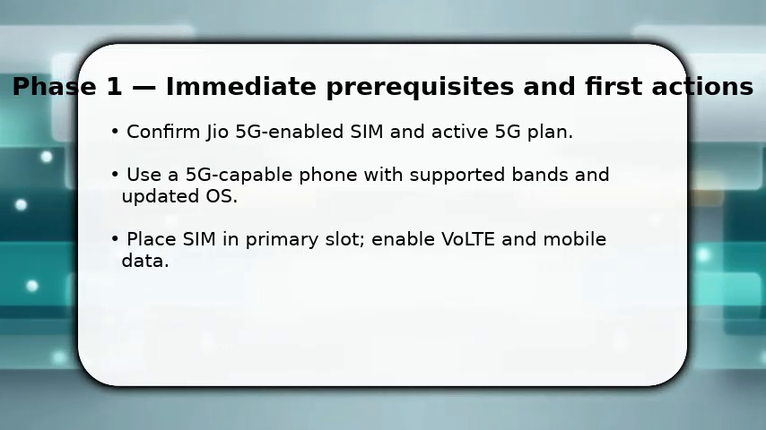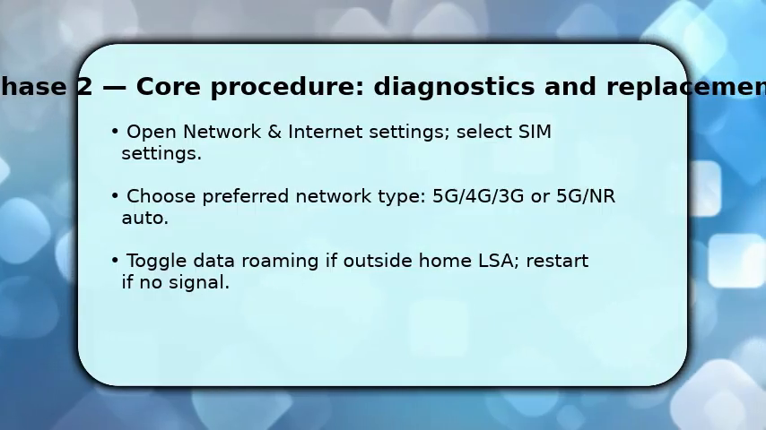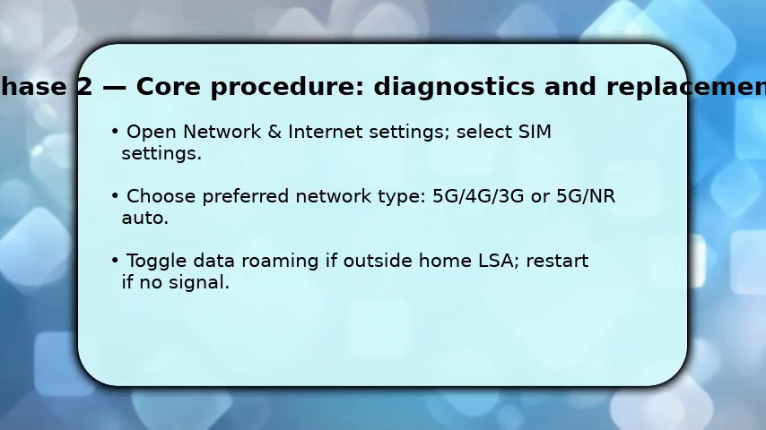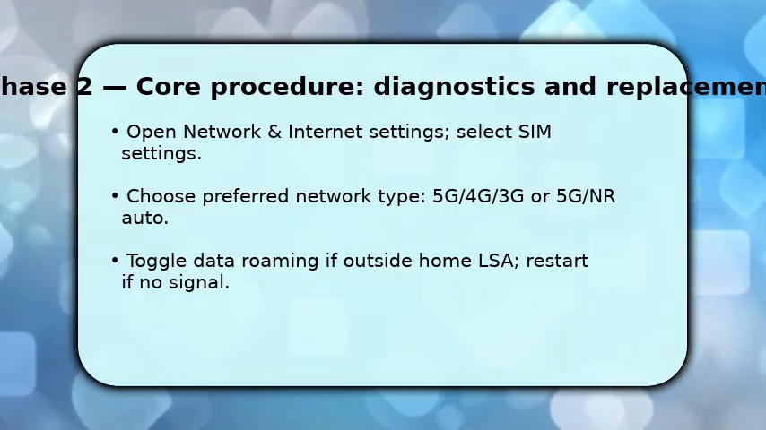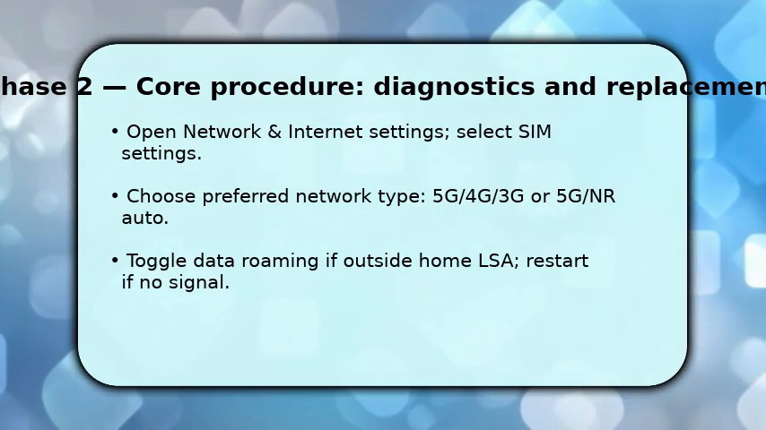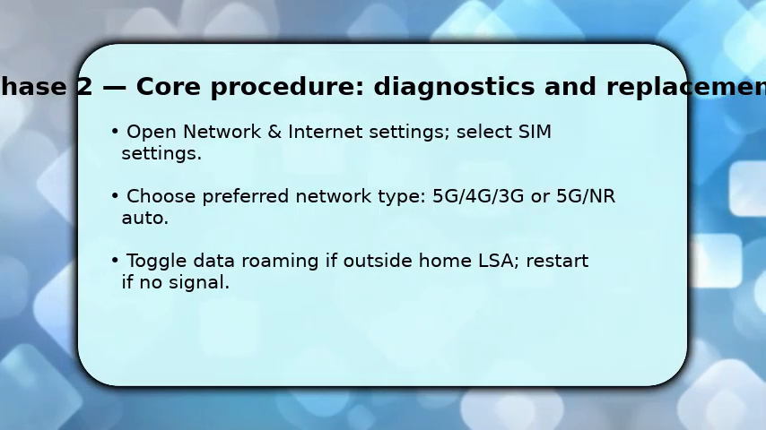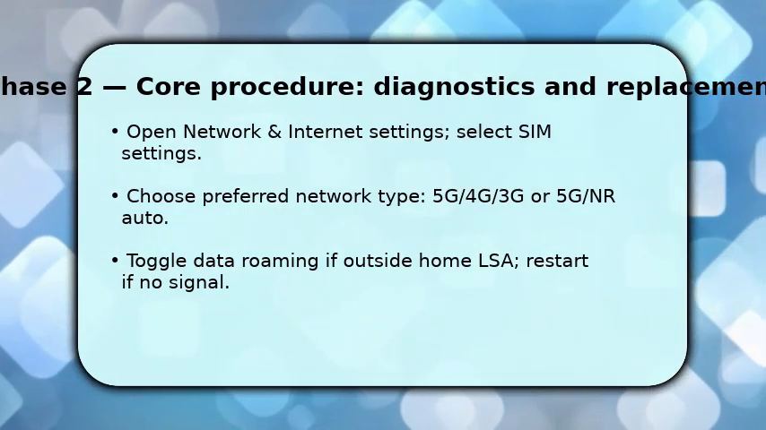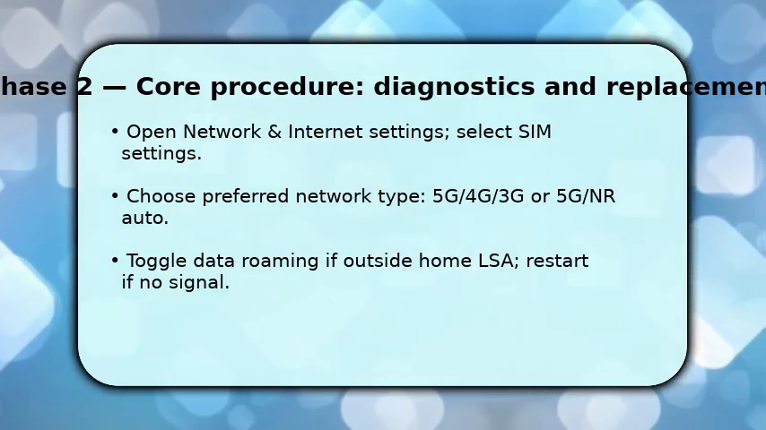Now you go into settings to force registration. Open Network and Internet, tap your Jio SIM, and set preferred network to 5G/4G/3G or 5G/NR Auto, so your phone will choose 5G where available. If there's an advanced APN or operator profile option, verify APN matches Jio defaults. Make minor edits only if you know the values. Once these are set, save and let the radio reconnect.